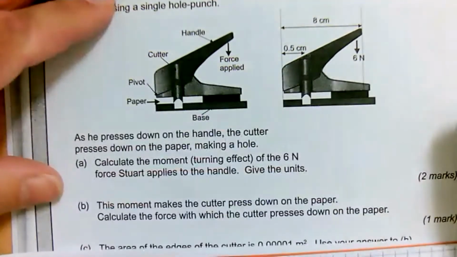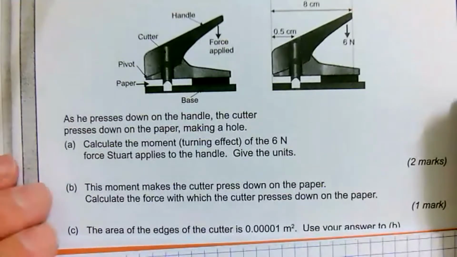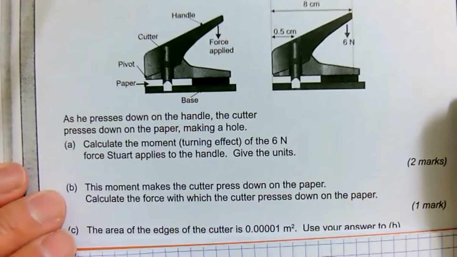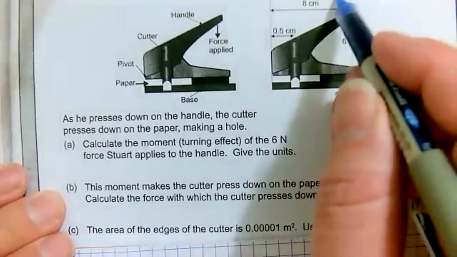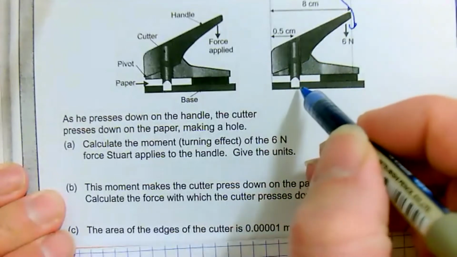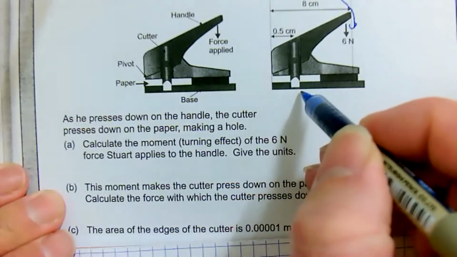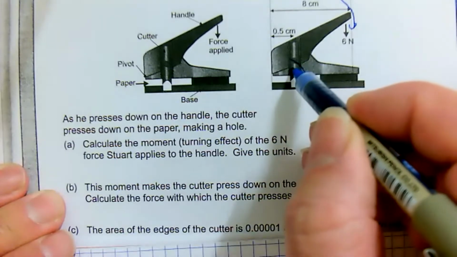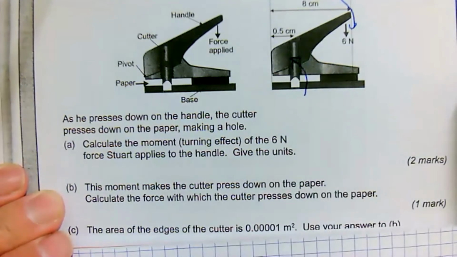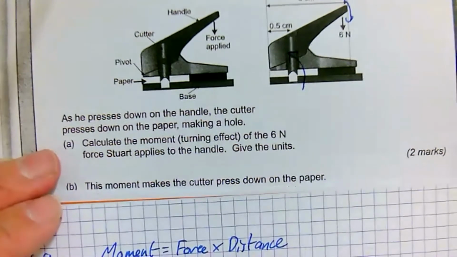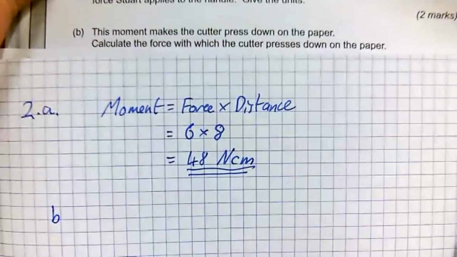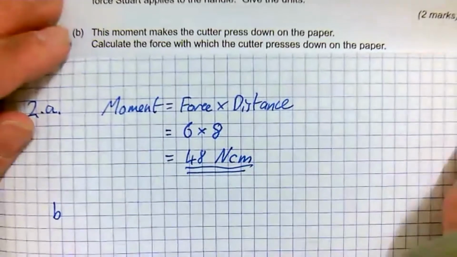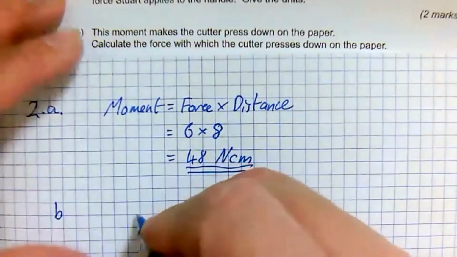Now part B: the moment makes the cutter press down on the paper, and you have to calculate the force with which that cutter is pushing down on the paper. What you've applied here is a clockwise moment, and we're working against the paper, so the paper is going to provide an equal and opposite moment. Going into part B, we can calculate the force, because we know moment is force times distance.